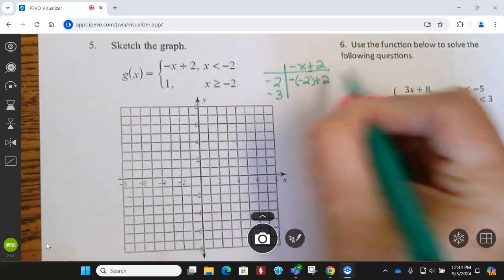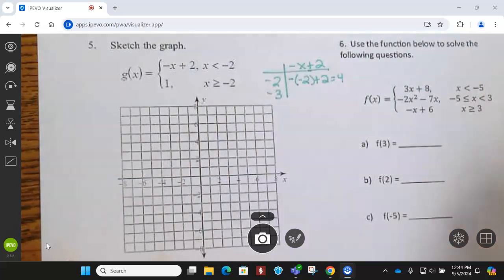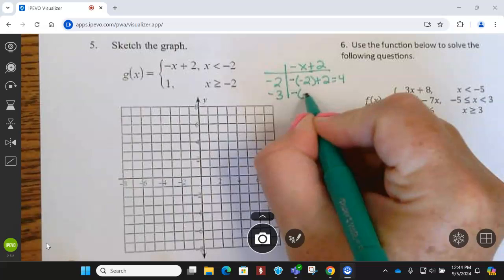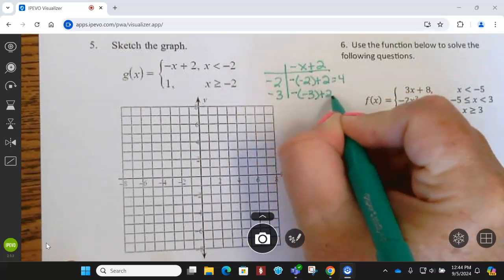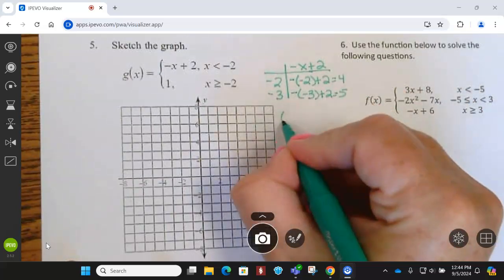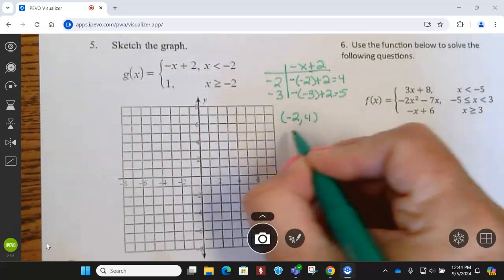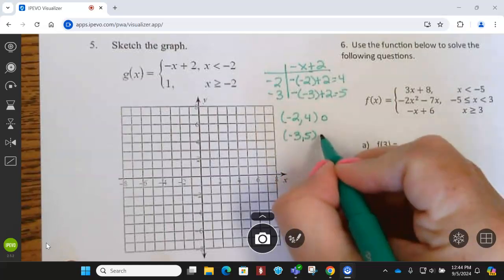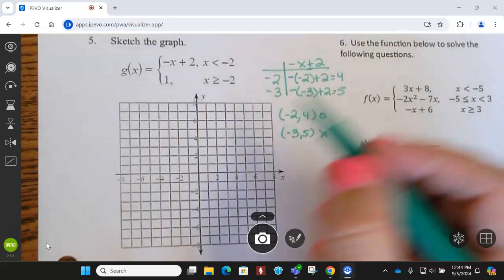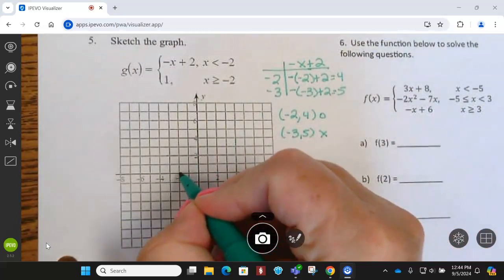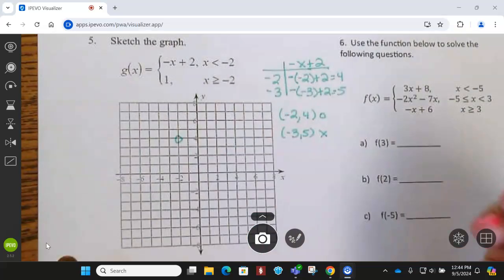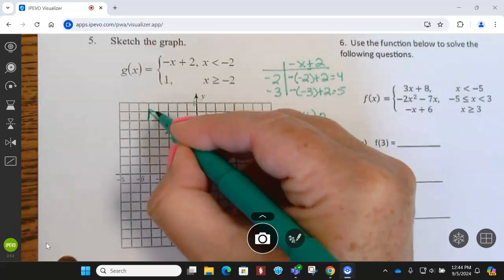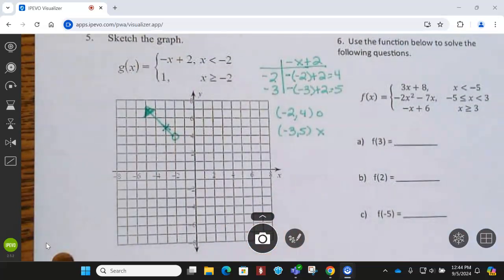-2 plus 2, which equals 4, because 2 negatives give us a positive. So -3 plus 2 is 5. So we have 4 and -3 and 5. Open and an x. So -2, 4, -3, 5. Okay, so there's that one.